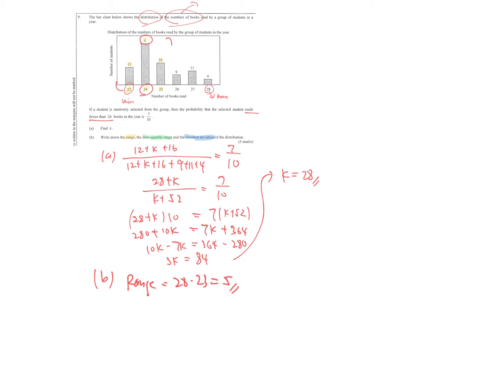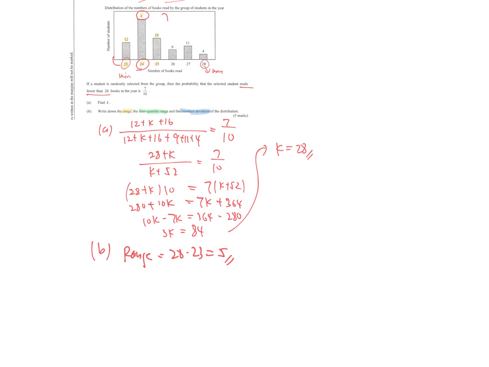And then the interquartile range is actually equal to Q3 minus Q1, right? So how to find Q3 and Q1? Maybe we can express it this way. So first of all, for 23 books, actually here are 12. And then 24 books, there are 28. And then 25, there are 16.